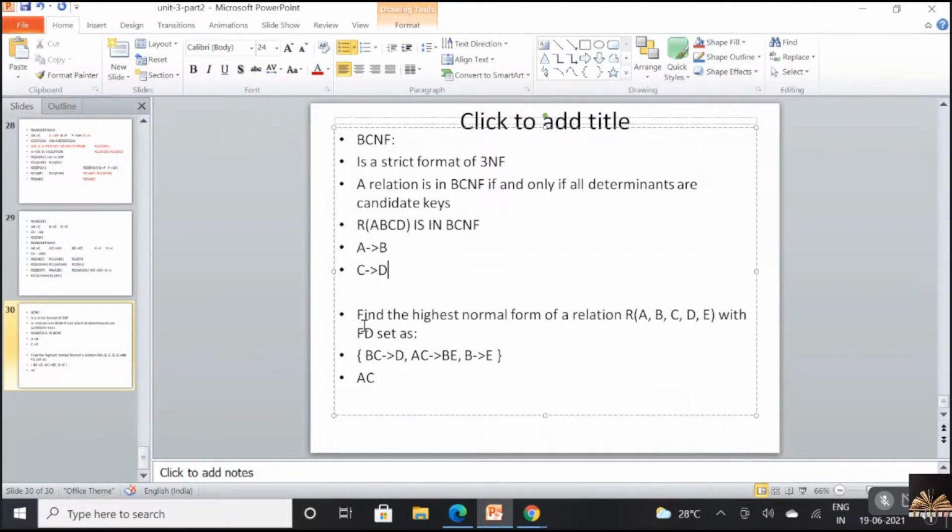Now try to find out the highest normal form of a relation R(ABCDE) with the given set of functional dependencies. Find out the highest normal form of a relation R(ABCDE) with FD set as BC implies D, AC implies BE, and B implies E. Try to find out that.